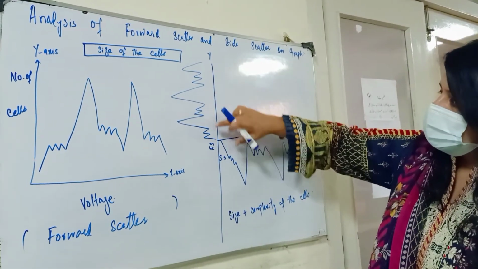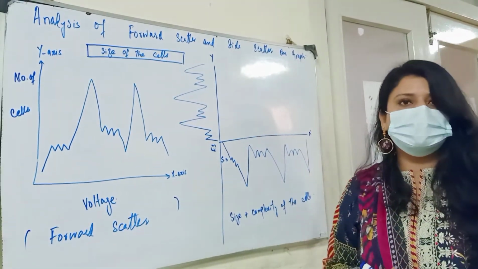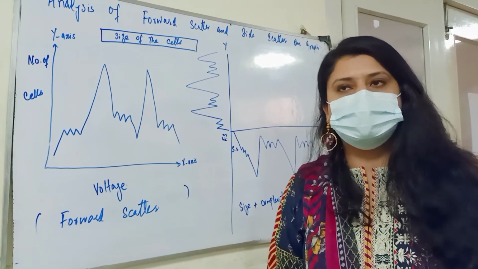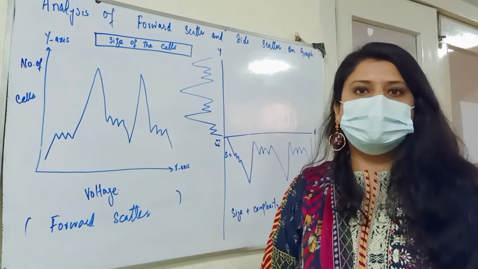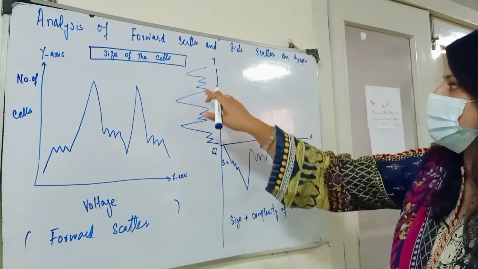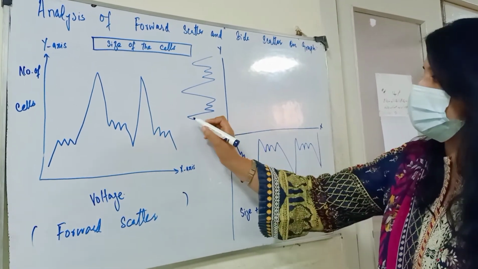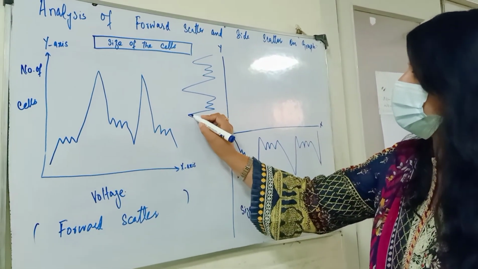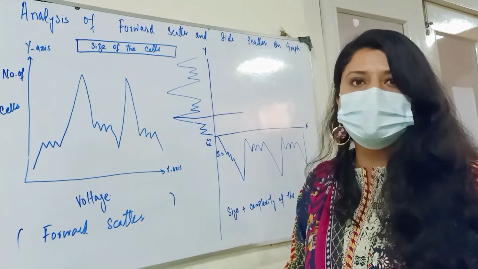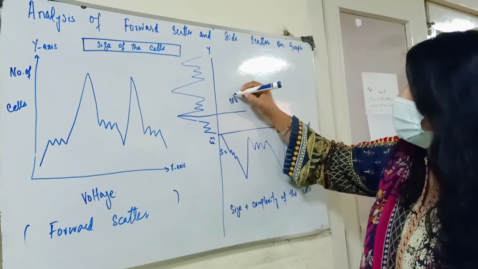This is the graph for the forward scatter and this is the graph for the side scatter. Now we will combine or overlap these 2 graphs to know whether the cell that is of big size is also complex or not, or whether the cell with the small size is complex or simple. So what we do is overlap these two graphs, of the forward scatter and of the side scatter. We have the basic idea that this is the high peak of the forward scatter. Whenever the forward scatter is high, we know that the cell is of bigger size. So this high peak of forward scatter means the cell is of big size.